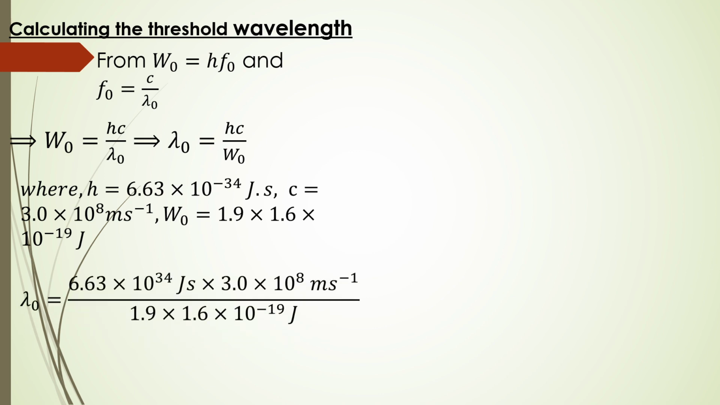So calculating now the threshold wavelength, we just substitute the values into our expression, and we have the threshold wavelength to be 6.54 times 10 to the negative 7 meters. When you punch your calculator properly, you have the answer.